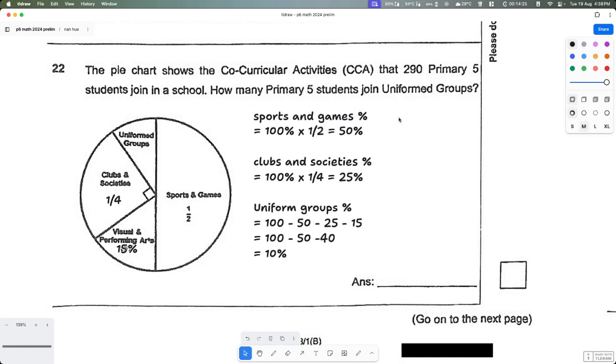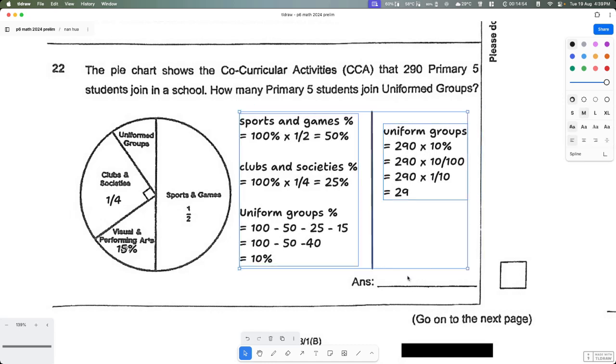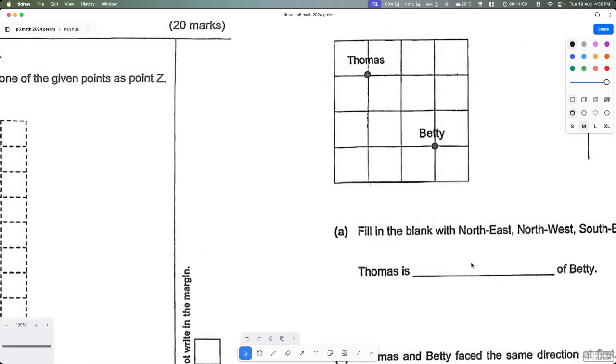Okay, so last one, uniform groups, is equal to 290 times 10%, which is basically divided by 10, right? It's 29. Okay, so if I were to make it a bit more, right, 10 out of 100, or 1 out of 10. It's 29 in this case over here. All right, so the answer is 29. All right, let's move on to question 23.